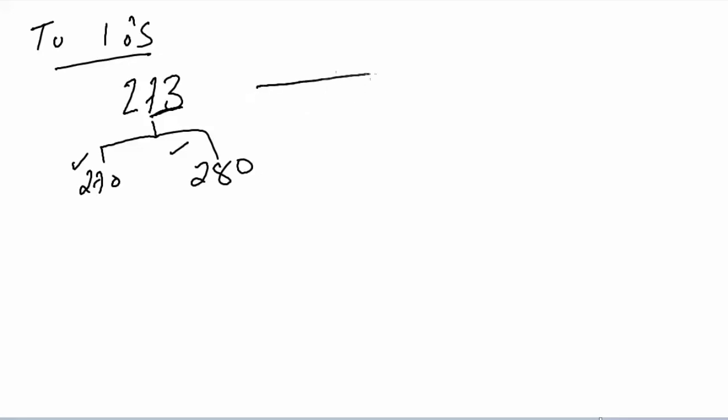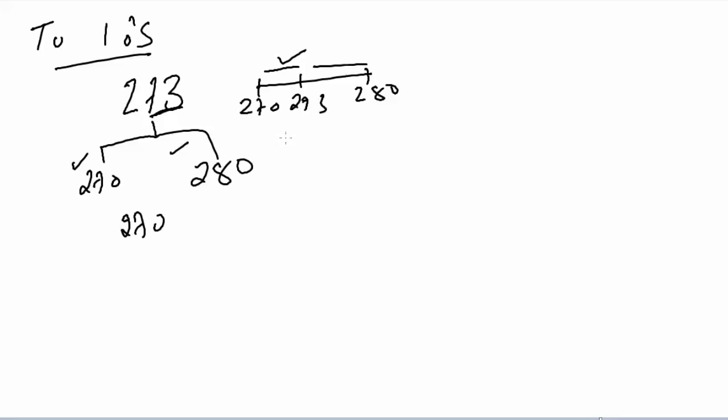Nearer in the sense, take a number line, and here is 270 and here is 280, and in between there is a number called 273. So see if this is nearer or this is nearer. Definitely this is nearer, so you approximate it to 270. This is one method of approximation or estimation.